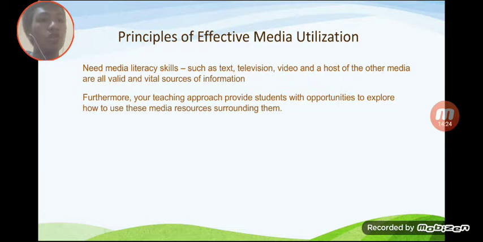Furthermore, your teaching approach provides the student with opportunities to explore how to use these media resources surrounding them.